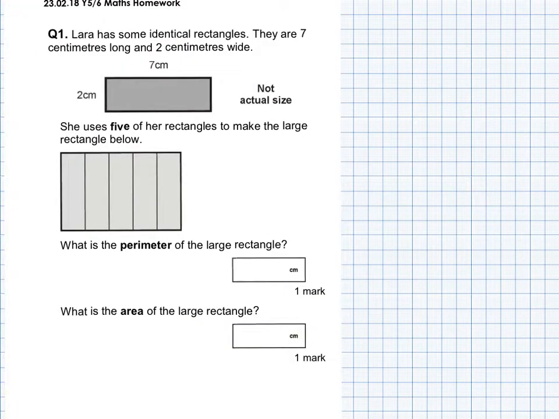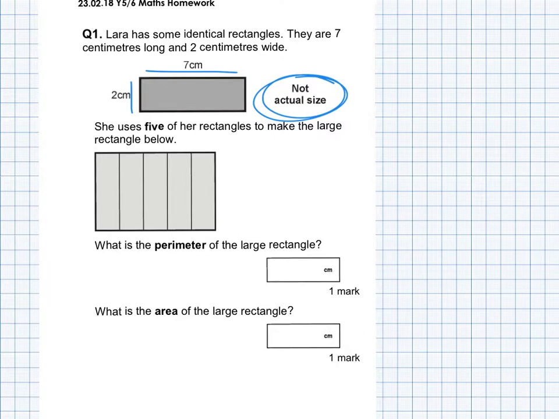So now we're coming to the first problem. We've said it before, it's great to do your jottings, it's great to annotate. Never more so is that true than with area and perimeter and shapes. Lara has some identical rectangles. They are 7 metres long, we can see that here, and they are 2 centimetres wide. It is not actual size, we can't go measuring things. She uses 5 of her rectangles to make the large rectangle below. What is the perimeter of the large rectangle?